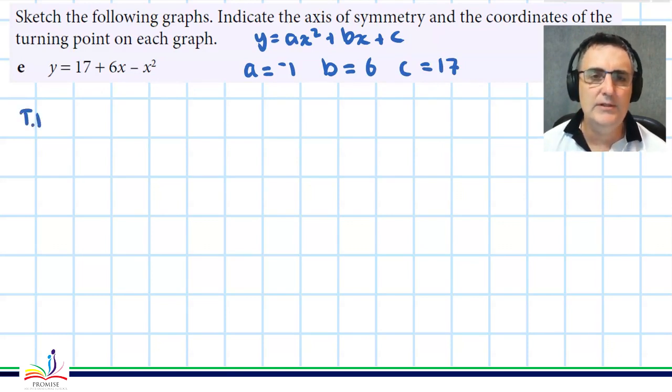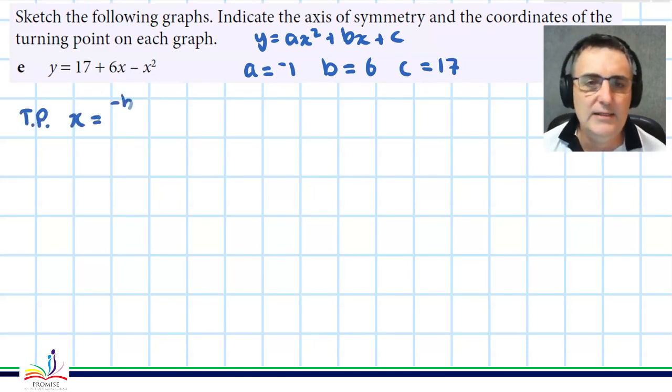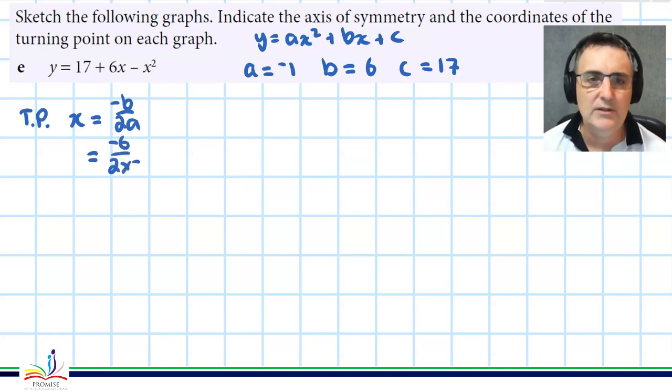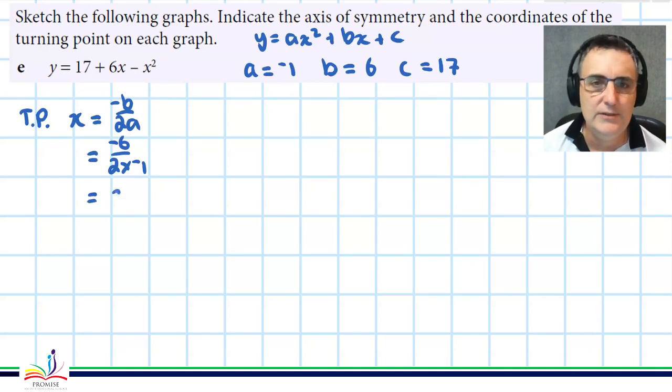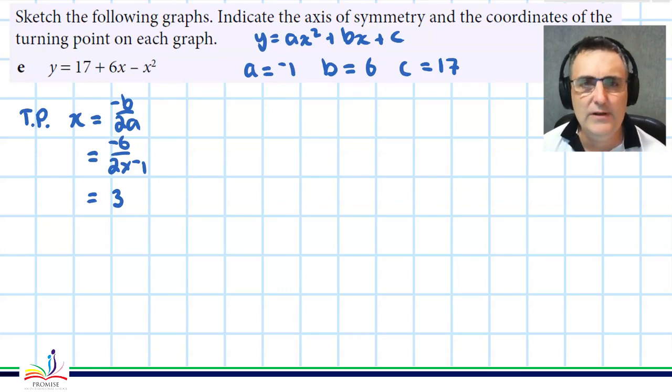Let's start with the turning point. The turning point is where x equals -b on 2a. And so that would be -6 on 2 times -1, which is 3. That's also the axis of symmetry, x equals 3. So we have the x value for the turning point. We want to find the y value.